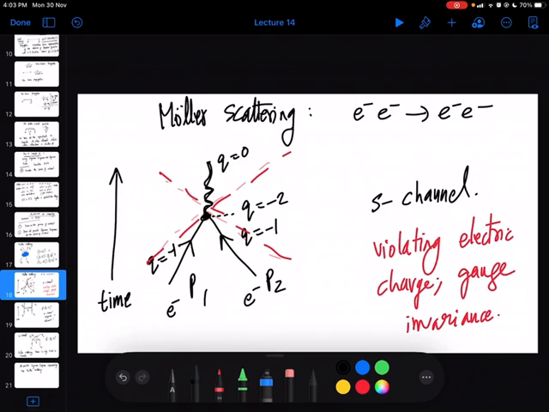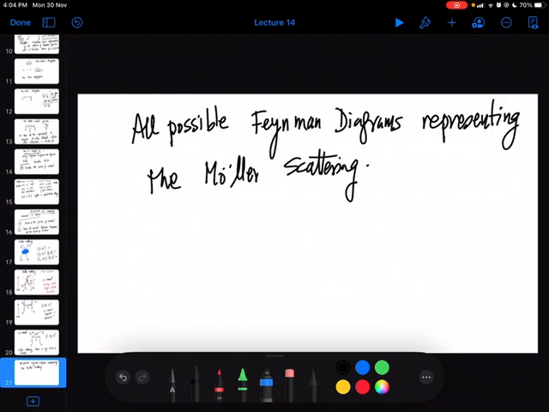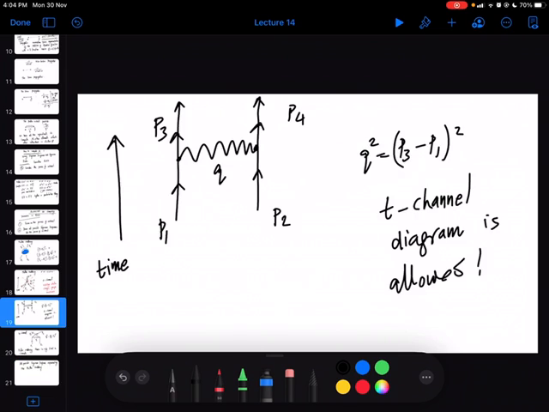Now, I also mentioned that this is not going to arise, because electric charge non-conservation means gauge invariance violation. So this diagram should not come in the Lagrangian. So let's write down.